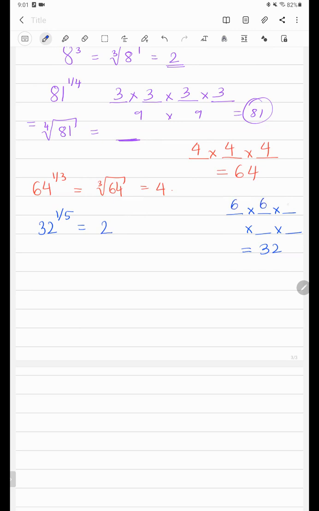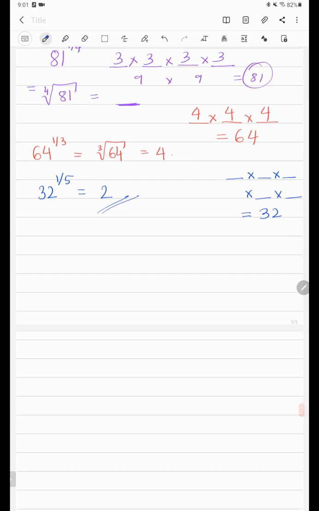So you multiply 6 by itself 5 times. Will it give you 32? You know that 6 into 6 itself is 36. So when you multiply it so many more times, it's obviously going to be much, much bigger, right? So it's not going to be 6. But if you put 2, 2 2s are 4, 4 2s are 8, 8 2s are 16, 16 2s are 32. So thank you, Hamna.